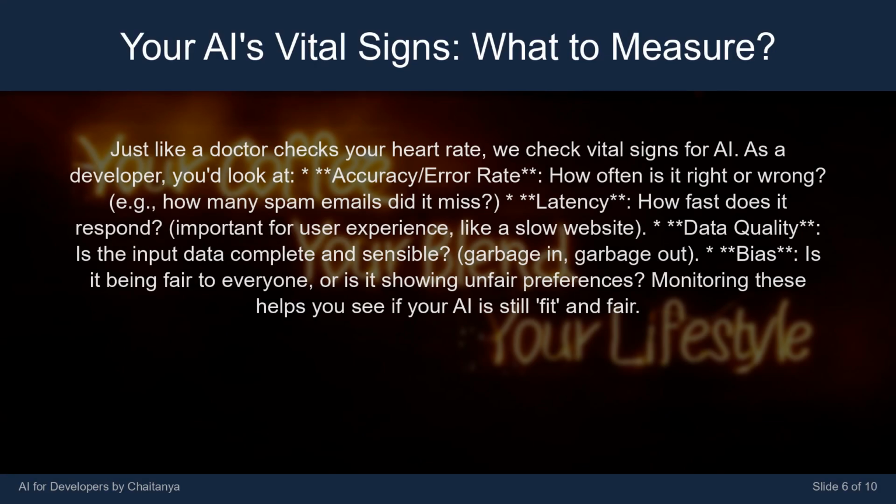Just like a doctor checks your heart rate, we check vital signs for AI. As a developer, you'd look at accuracy, error rate: how often is it right or wrong? E.g., how many spam emails did it miss? Latency: how fast does it respond? Important for user experience, like a slow website. Data quality: is the input data complete and sensible? Garbage in, garbage out. Bias: is it being fair to everyone? Or is it showing unfair preferences? Monitoring these helps you see if your AI is still fit and fair.